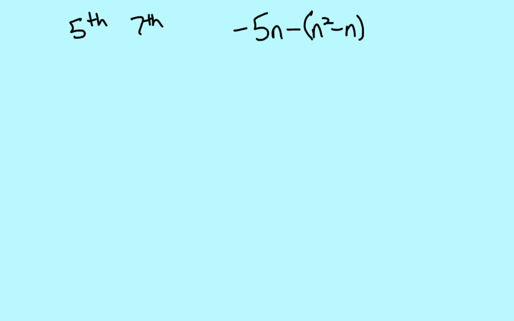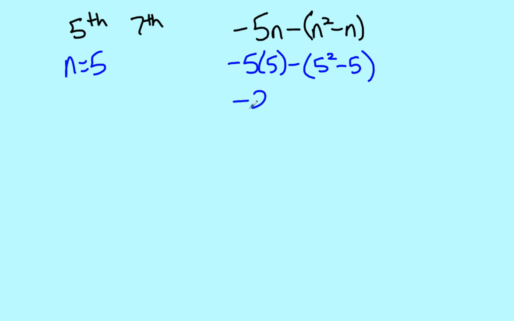If you're finding the 5th term, the 5th term means n is 5. So we take our little expression here, and anywhere we see an n, I'm just going to replace it with the number 5. Okay, so -5 times 5 minus 5 squared minus 5. We got a bunch of 5s. That's not so bad. So -5 times 5 is -25. We do the parentheses over here. So 5 squared is 25. Probably should have done this first. Whoops. Oh well. It's going to work out the same.